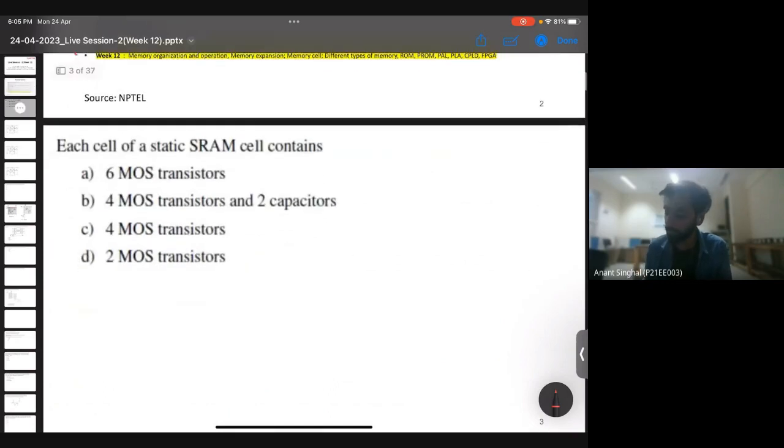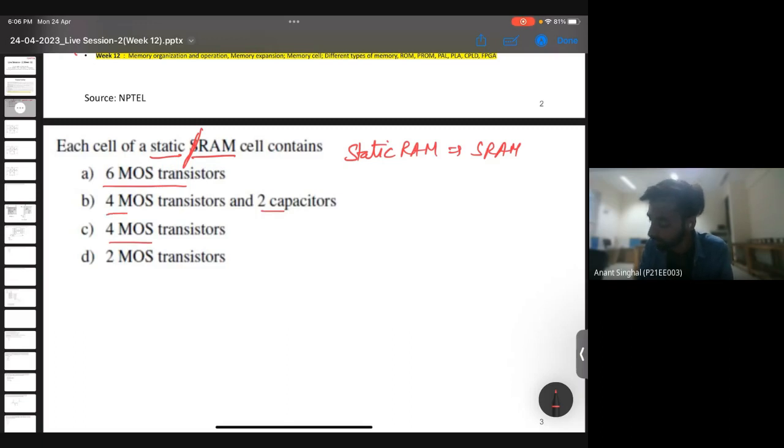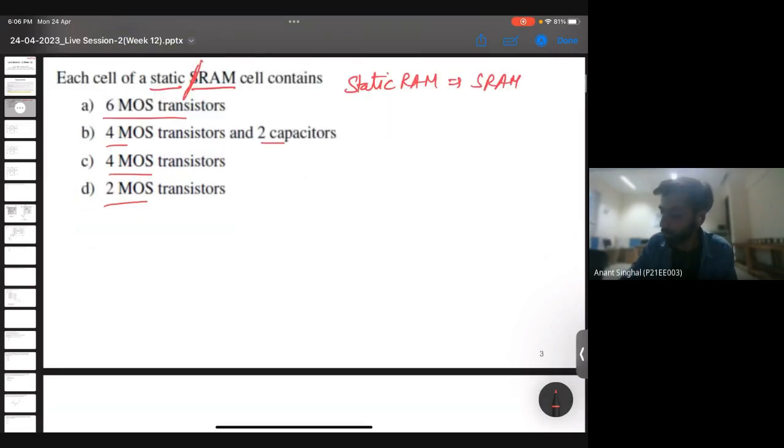So the first question states that each cell of a static RAM, so static is inside this SRAM, so this should be static RAM only. Static RAM is SRAM. Cell contains option A says 6 MOS transistors, option B says 4 MOS and 2 capacitors, C says 4 MOS and D says 2 MOS transistors. So we'll study the basic architecture of a SRAM and we'll conclude the answer. In general, what we use is a 6T SRAM, where 6T denotes 6 transistor SRAM. So for now, the correct answer to this question will be option number A.